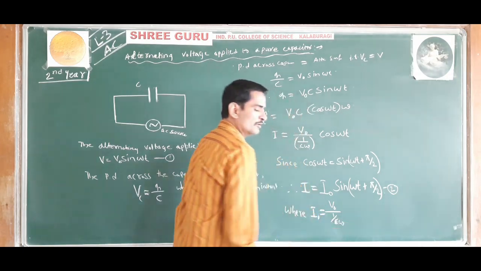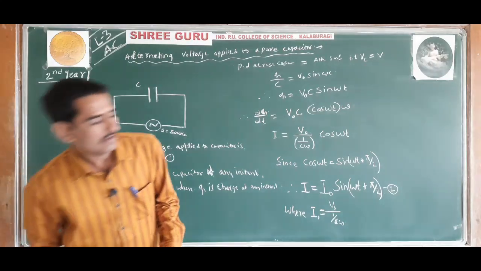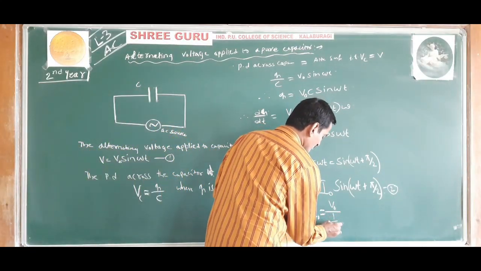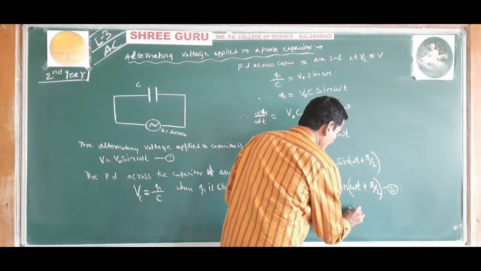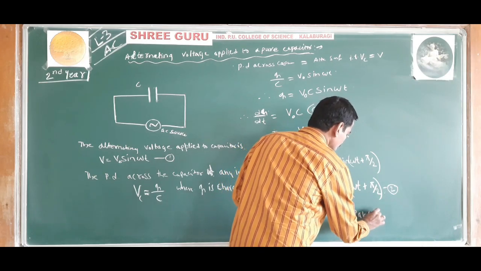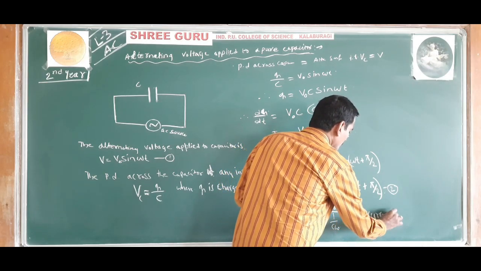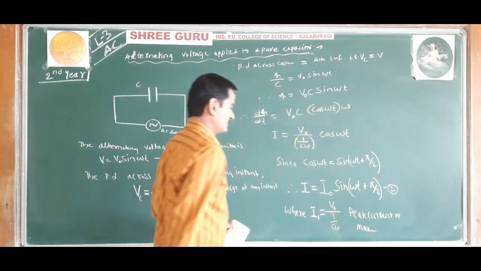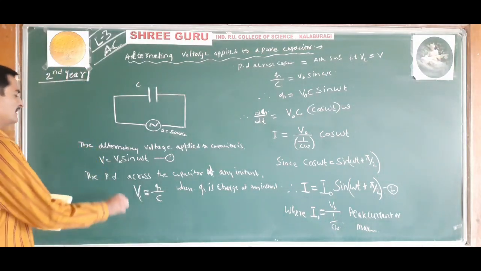V naught divided by 1 by C omega is called the peak value of current, or maximum current. So now, comparing equation 1 and 2.